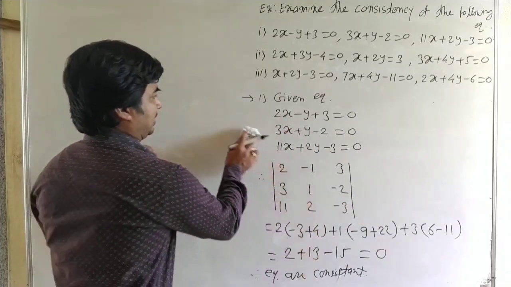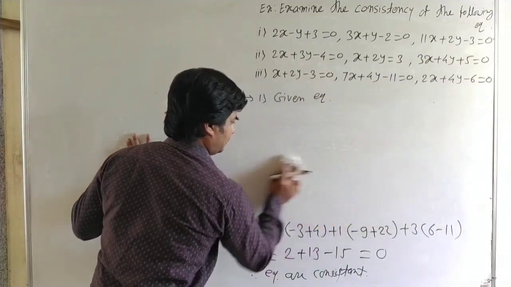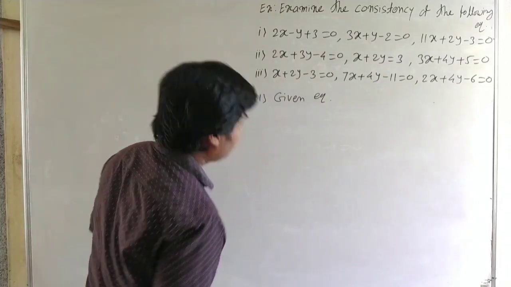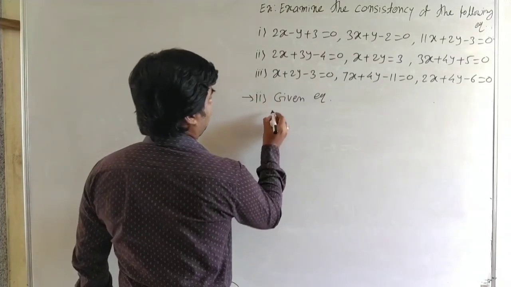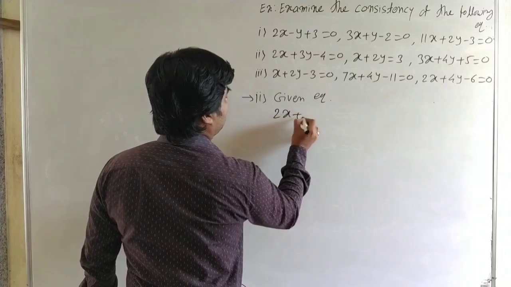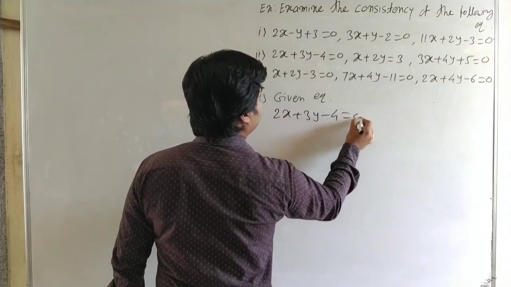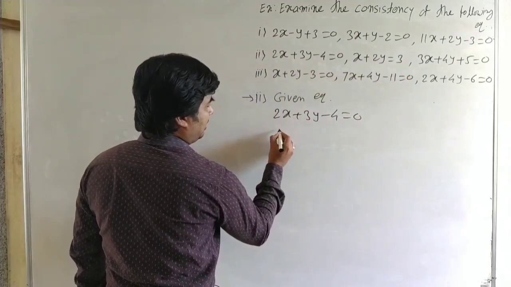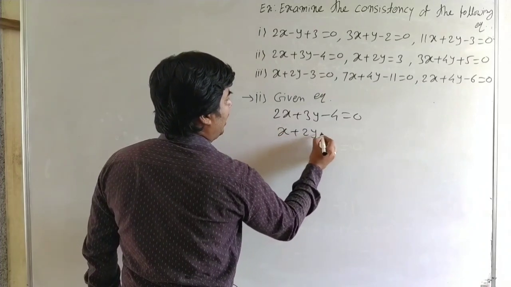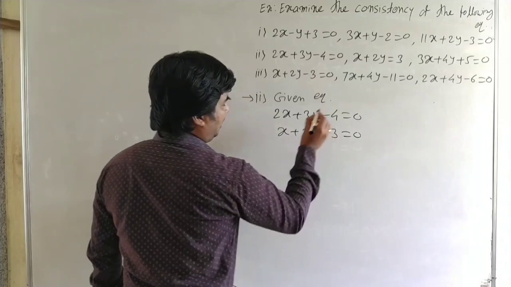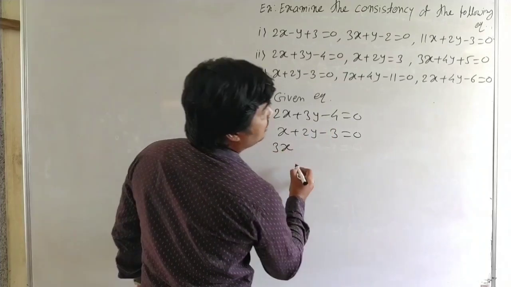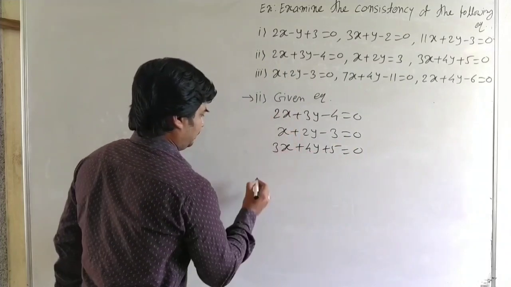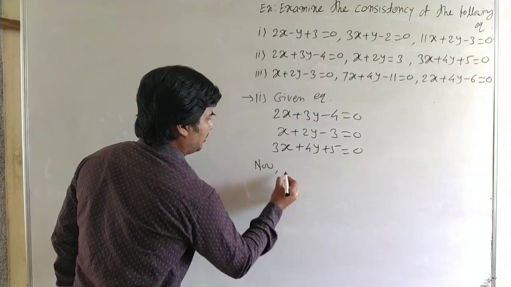Now we can check the second example. Here given equations, 2x plus 3y minus 4 is equal to 0. Then second equation, see carefully, it is x plus 2y is equal to 3. This equation can be written as x plus 2y minus 3 is equal to 0. And third equation, it is 3x plus 4y plus 5 is equal to 0. Now we can find the determinant.